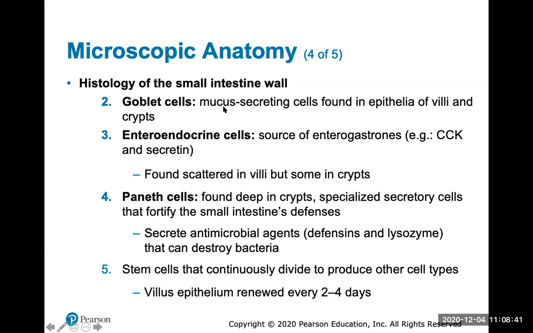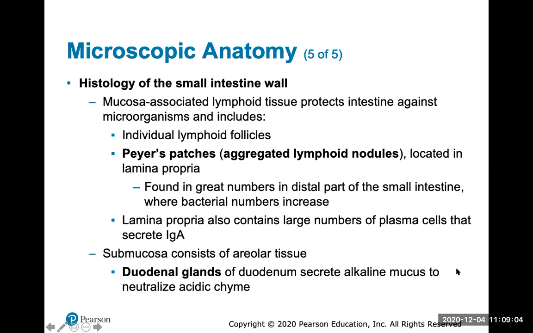Goblet cells secrete mucus. Enteroendocrine cells are a source of CCK and secretin, again, the hormones that help to control digestion. Paneth cells are found deep in the crypts, and these help to fortify the defenses. So they'll secrete some antimicrobial agents that can destroy bacteria. And then stem cells will just be continuously dividing to produce the other cell types.